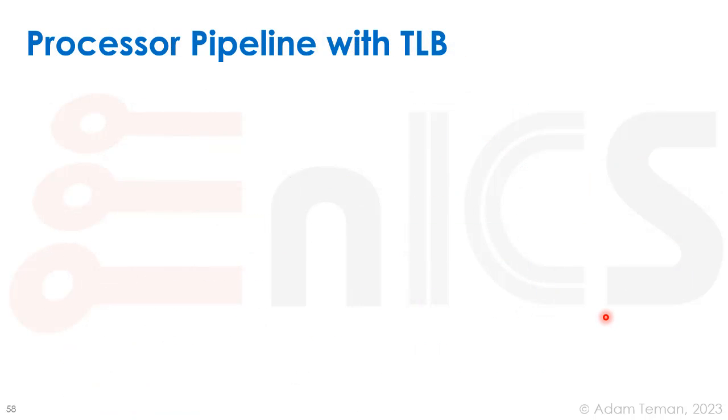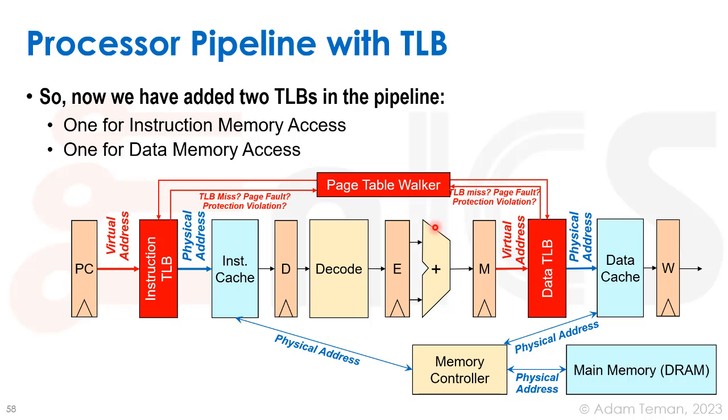So how does our processor now look with the TLB inside? Now we have two TLBs in the pipeline. We have the instruction TLB that's going to get the virtual address and hopefully provide the physical address. Only when we get a TLB miss do we have to go to the page table walker, check for page faults and protection violations, and bring our new translation into the TLB. Then again, we have a data TLB. So on loads and stores, we can provide a virtual address and go get the physical address from the TLB, and only go to the page table walker when we get a TLB miss.